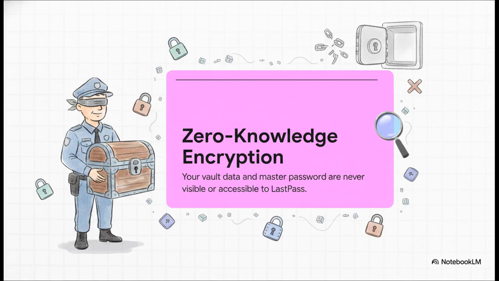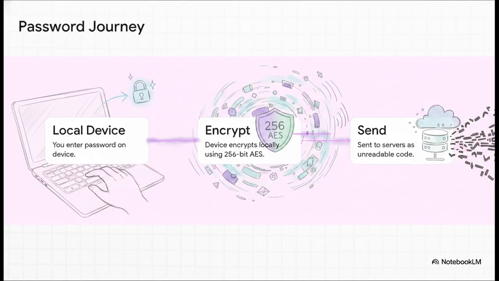They guard that box with their life, but they simply cannot open it, and they have absolutely no idea what's inside. Your vault data and your master password are never visible or accessible to the company providing the software. Even if their massive servers were somehow breached, the attackers would literally just find unreadable locked boxes. No way in. Let's move to and see how this builds in a real-world password journey. Step 1, you type the password into your computer.